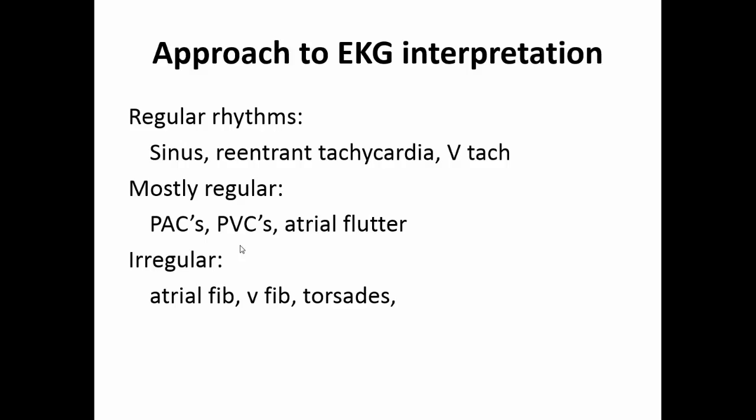So most of the beats are going to be normal, but when you get the PAC, it's going to become irregular for one beat. If you get a PVC, it's going to be irregular for one beat, unless you have multiple PACs or PVCs. Then you may see more than one irregular beat.